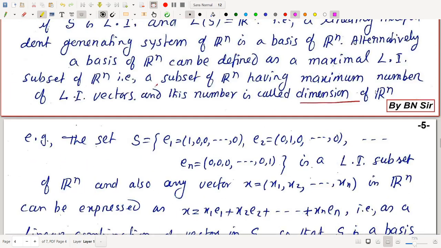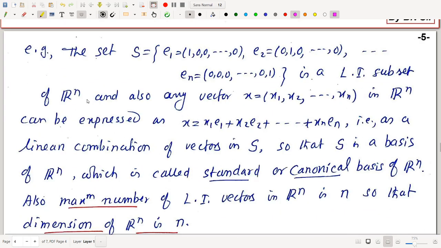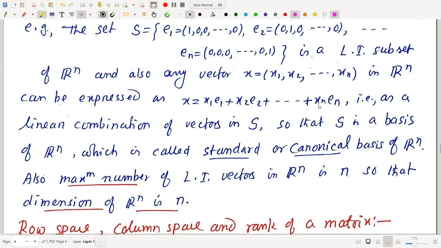This maximum number is called the dimension of the space. For example, the set we have already written, e1, e2, ..., en, is a linearly independent subset of R^n, and any vector x = (x1, x2, ..., xn) in R^n can be expressed as x = x1 e1 + x2 e2 + ... + xn en. We have seen it for 3-dimensional space. This is true for n-dimensional space also. That is, as a linear combination of vectors in S.